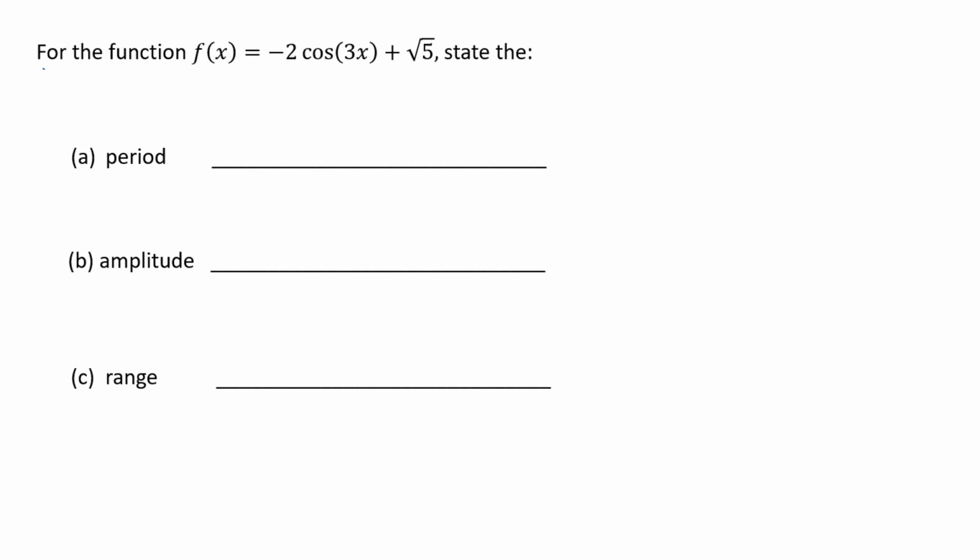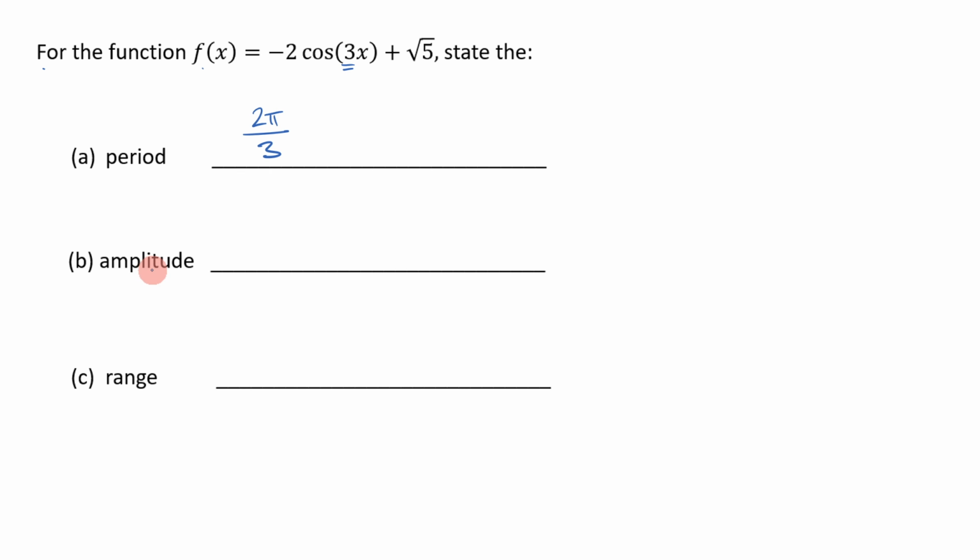We're going to answer this question before us. It says, for the function f of x is equal to -2 cos of 3x plus the square root of 5, state the period. Okay, so the period of this is going to be 2 pi over what the coefficient of x is. So that's going to be 3.